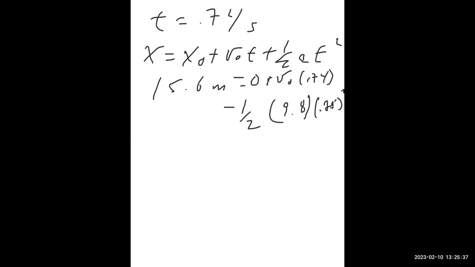If you plug this into your calculator, you're going to get a v naught of about 24.4 meters per second. Seems kind of fast. Well, how do I know? First of all, I want to ask myself, is this reasonable? Do we think Dwayne Johnson can run that fast? Well, let's find out.